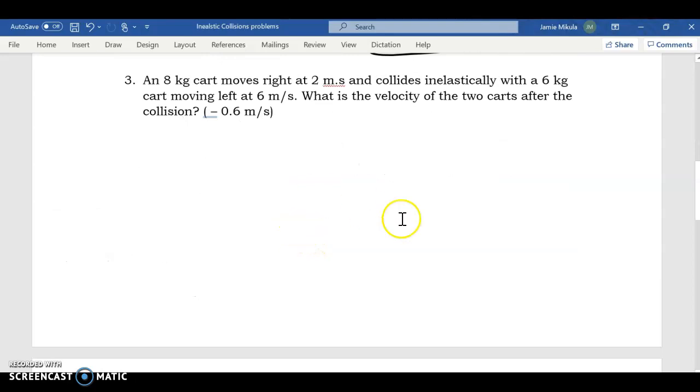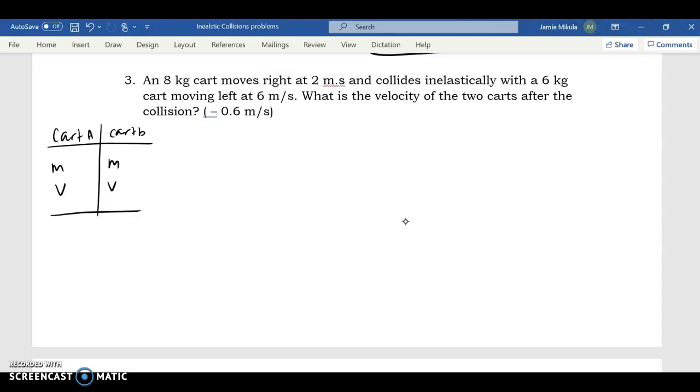All right, number 3, an 8 kilogram car moves to the right at 2 meters per second. So we have a cart and another cart. So cart A and cart B. This is before and after. All right, so before we have an 8 kilogram car moving to the right at 2 meters per second and a 6 kilogram car moving to the left, so that's going to be a negative 6 meters per second. So we have 8 plus 6 for the mass, and it wants to know the velocity after.